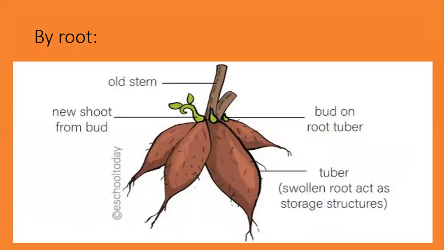Now, the vegetative propagation occurring by the roots. The adventitious roots also help in vegetative reproduction. They become fleshy and tuberous. They have adventitious buds which can be detached and grown into a new plant. Example, sweet potato, asparagus, dahlia, etc.